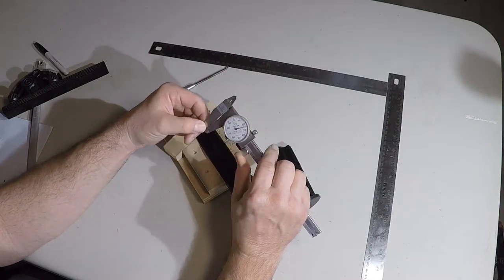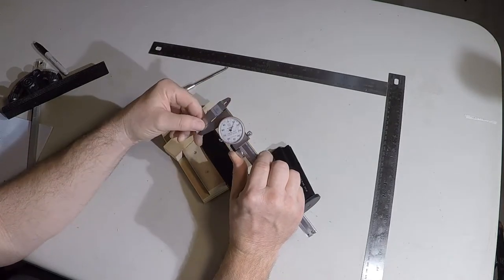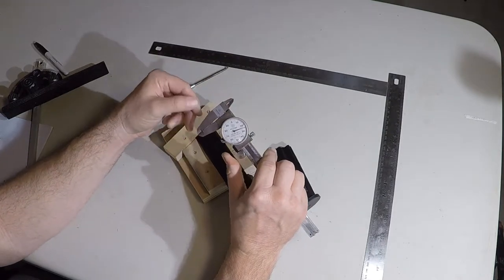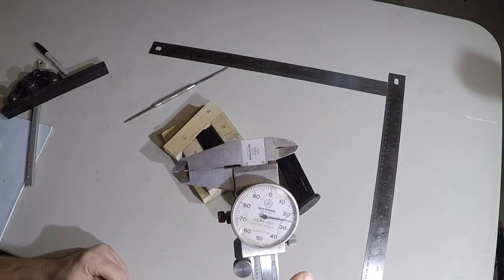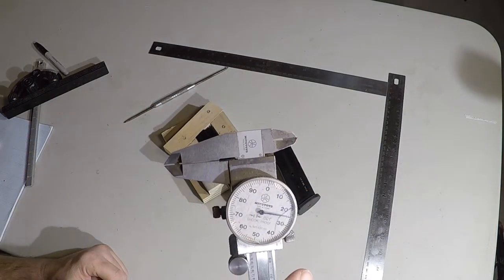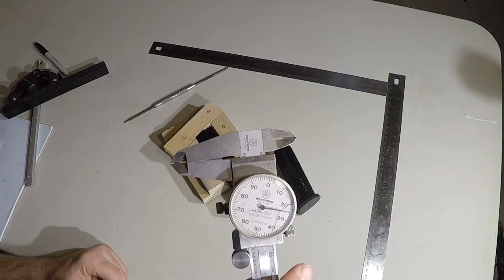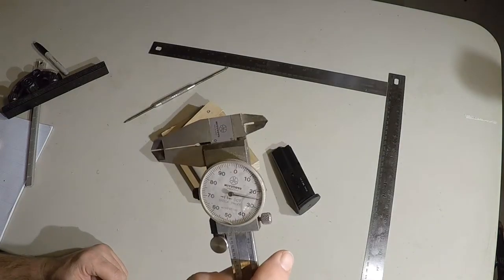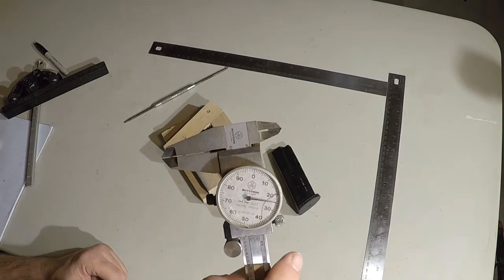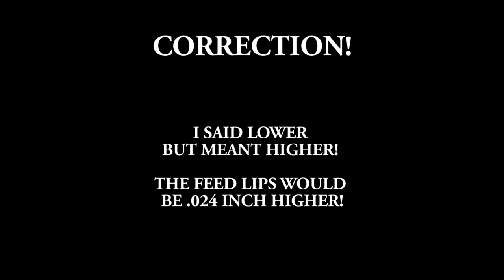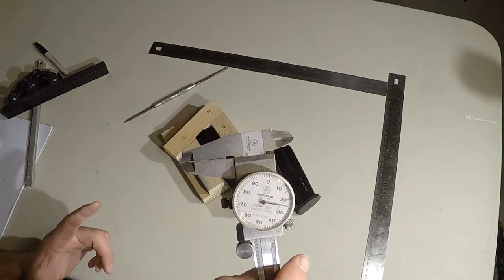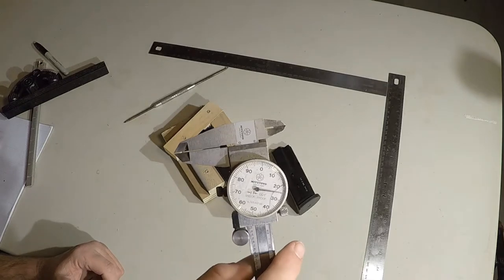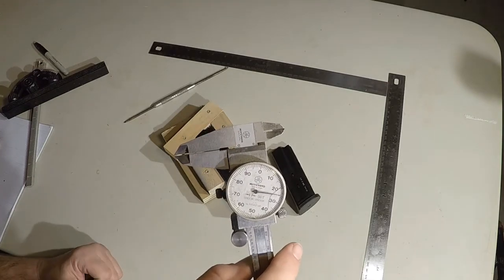So let me adjust to 24 thousandths of an inch. If you can see that space right there, that is the difference of where the feed lips would be positioned in the gun. The 227, they would be 24 thousandths of an inch lower in the mag lock position than the 250 mag or the 320 mag.